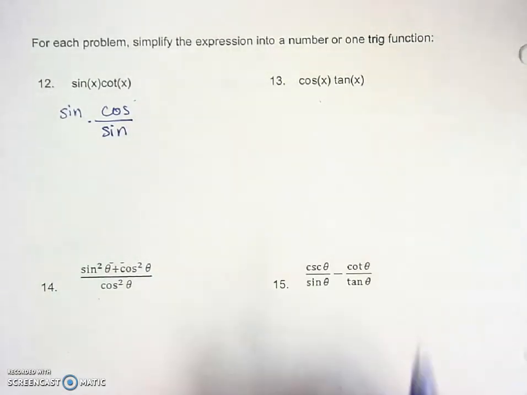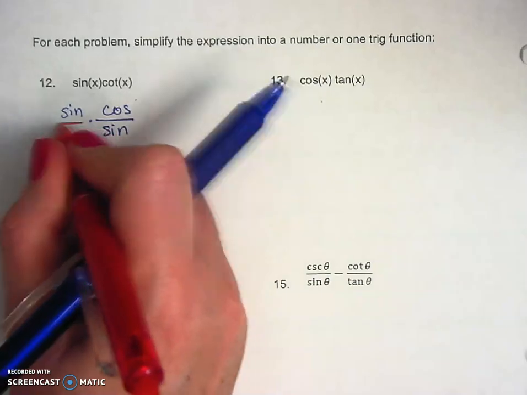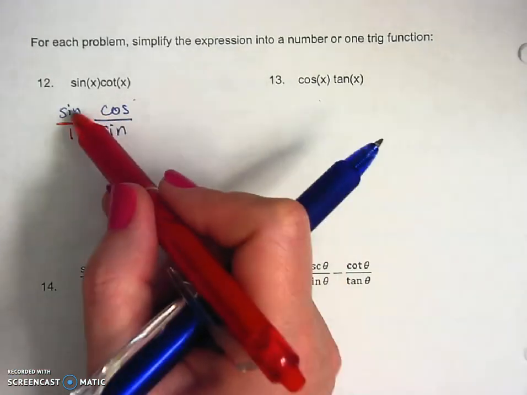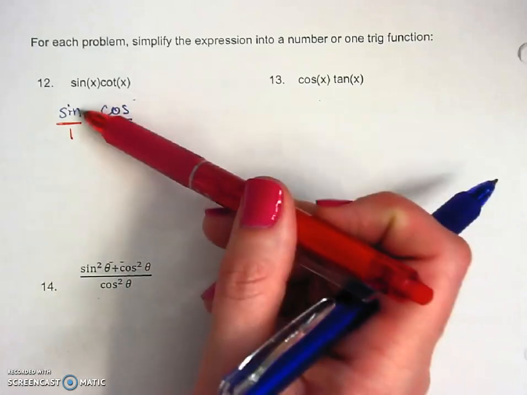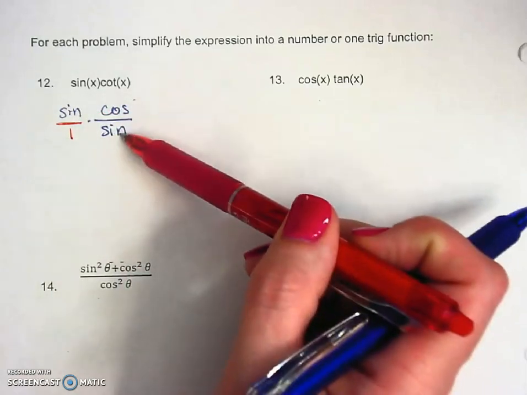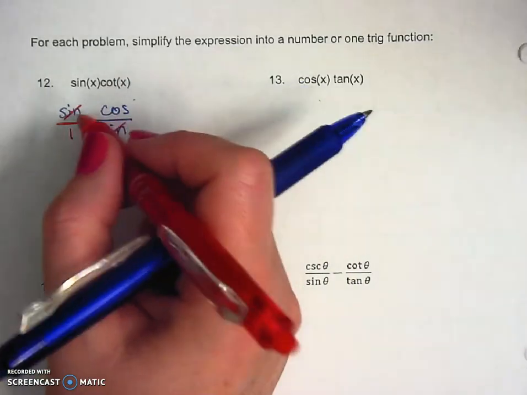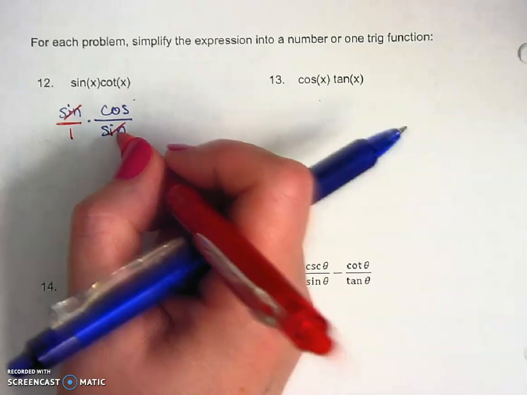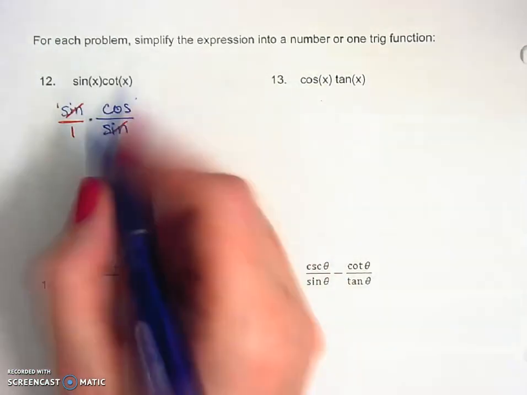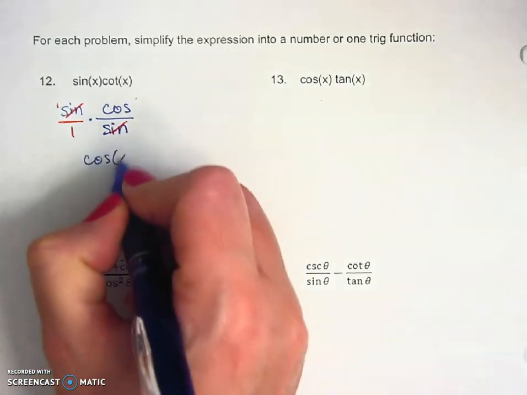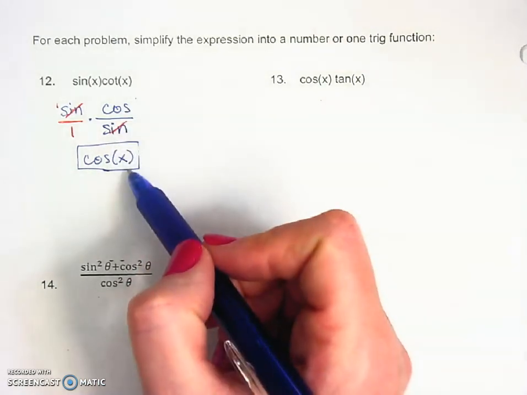So once we rewrite it like this, and we remember that this first sine is also over 1, now I'm multiplying two fractions together, and anytime you're multiplying and you have the same numerator and denominator, they cancel, because sine divided by sine is just 1. So then we really have just 1 left, and 1 times cosine is cosine of x. So that is how we simplify it down to one trig function.